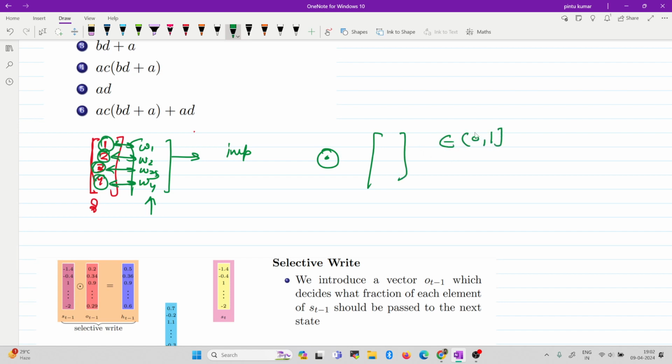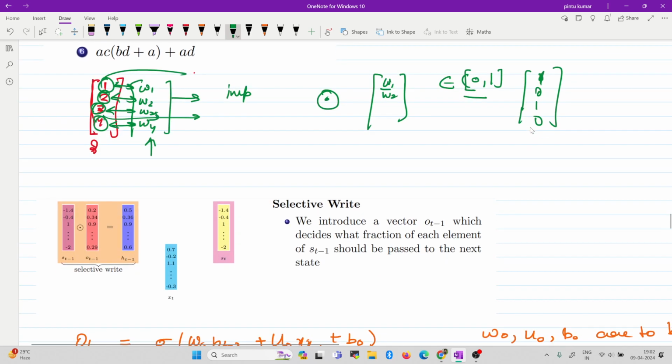Because the values are between 0 and 1, and we have allowed these vectors to learn their weights, we are implicitly allowing even weights like 1 0 1 0 that we saw in the beginning, right? So choosing the first coordinate and the third coordinate only. So we are giving it a richer space of vectors that it can choose from.